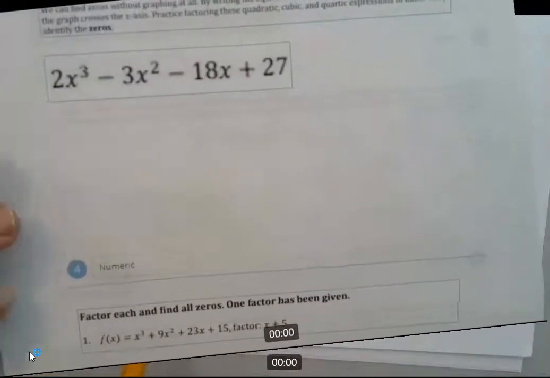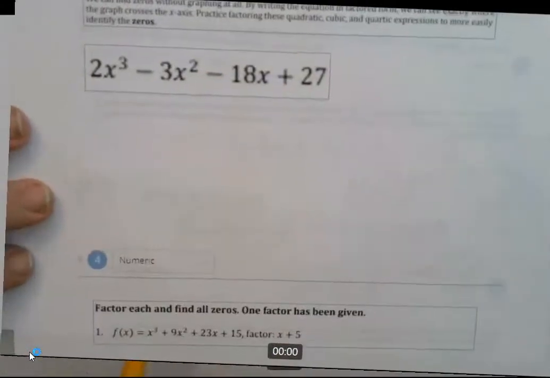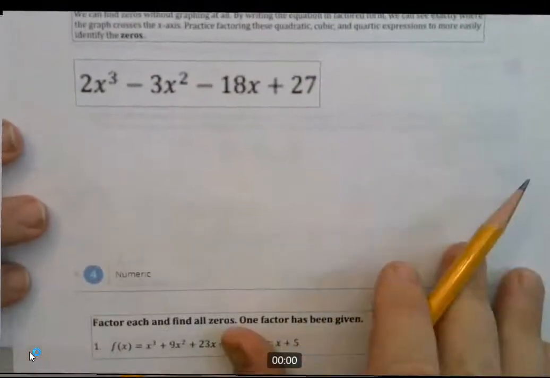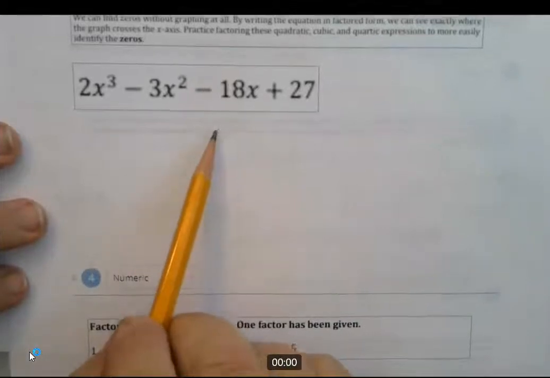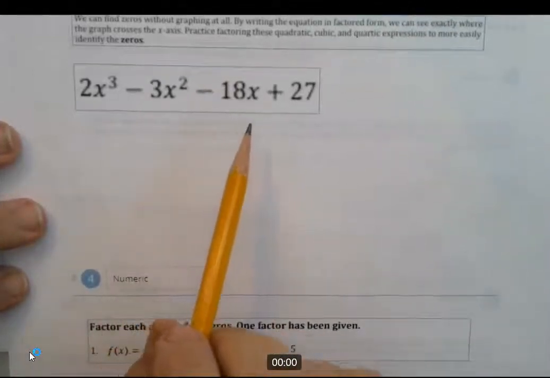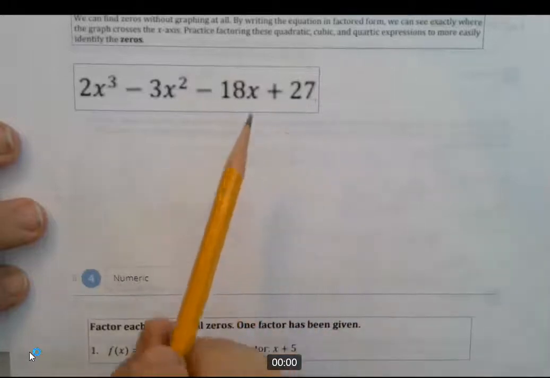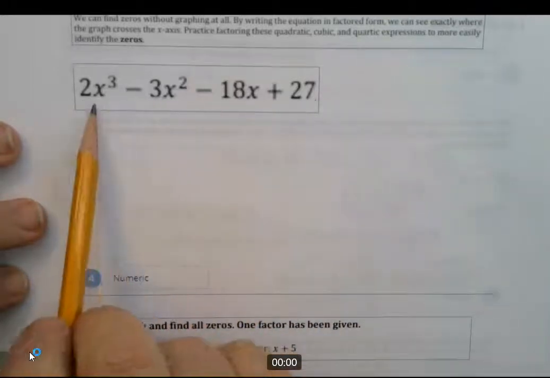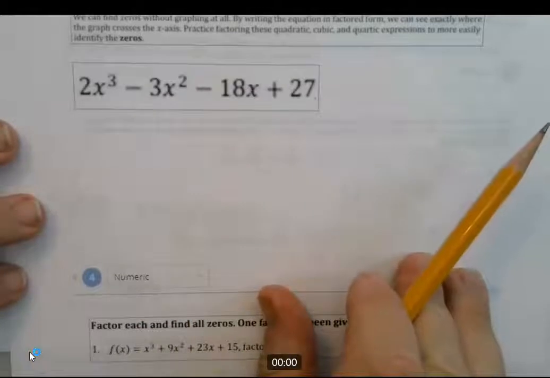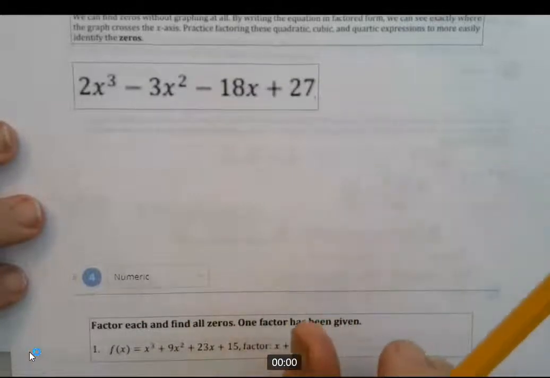Okay, number 3. Find all the zeros again. You got to factor a cubic. You can see that there's nothing that's going to factor out nicely. This doesn't have an x down here, so it can't be any x term. And you know that 2 and 3 have no factor in common, so it can't be a number. So there's got to be another way to factor this.